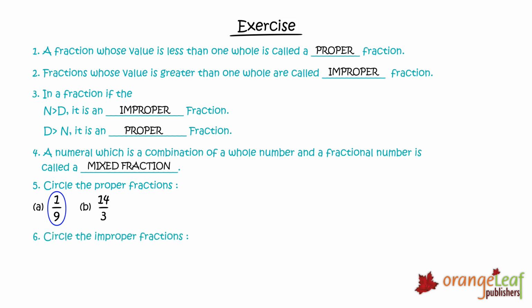Circle the improper fractions. A. 4 by 9. B. 8 by 7. Here, 8 by 7 is an improper fraction. Circle the unit fractions. A. 1 by 5. B. 1 by 8. C. 4 by 12. Here, 1 by 5 and 1 by 8 are unit fractions.